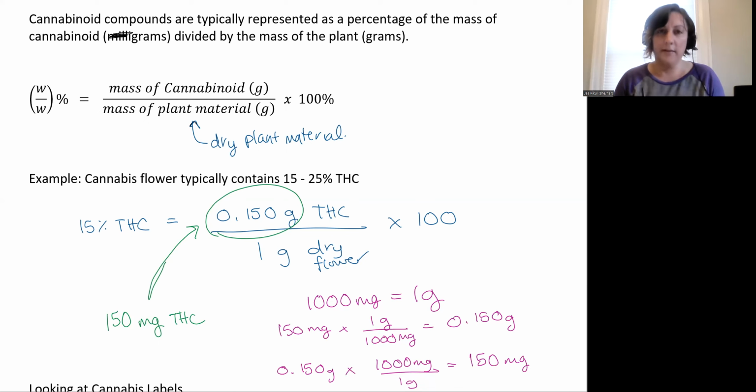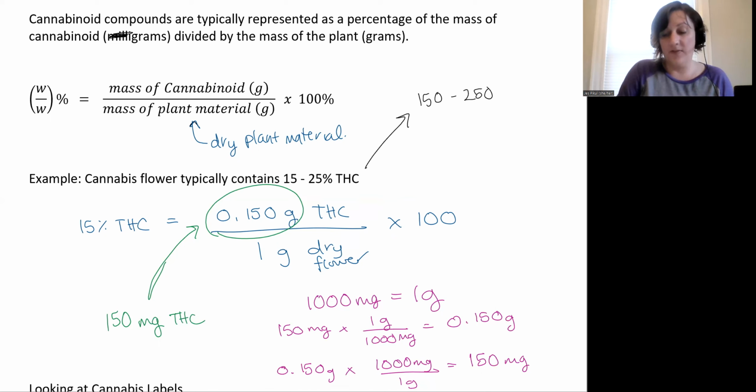And so we're going to think about how many cannabinoids are in a dose or in an amount of material in milligrams, but we're going to write that percentage in terms of a ratio of grams. So once again, cannabis flower, if it is 15 to 25% THC, that means 150 to 250 milligrams of THC is in each gram of flower.